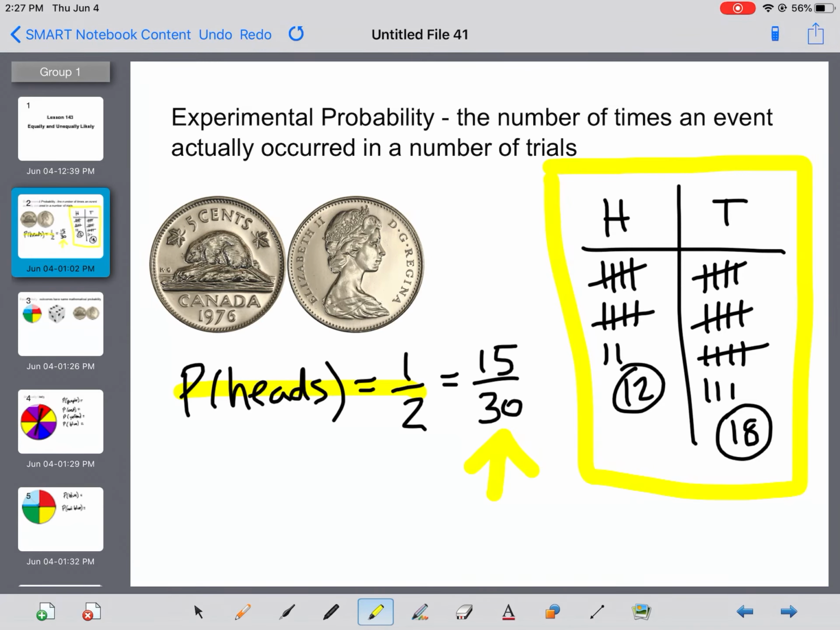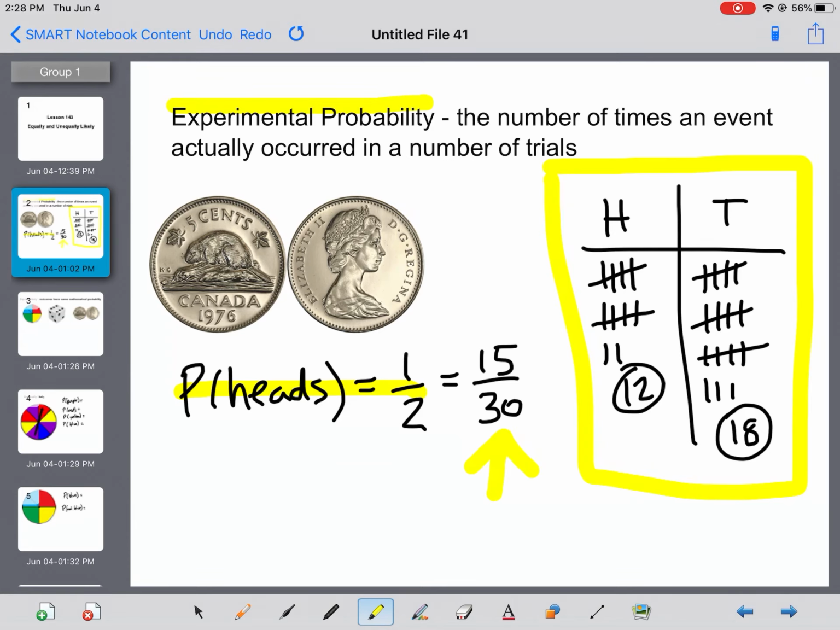This is called experimental probability. An experimental probability just means the number of times an event actually occurred in a number of trials. So the theoretical is just thinking about the general probability of something happening, what's the likelihood of it happening, but then experimental is what actually happened when you tested it out.